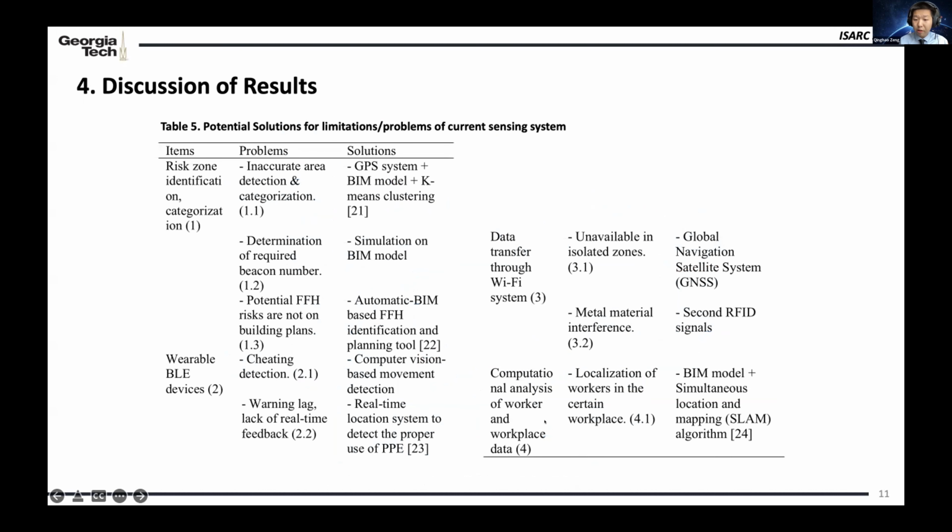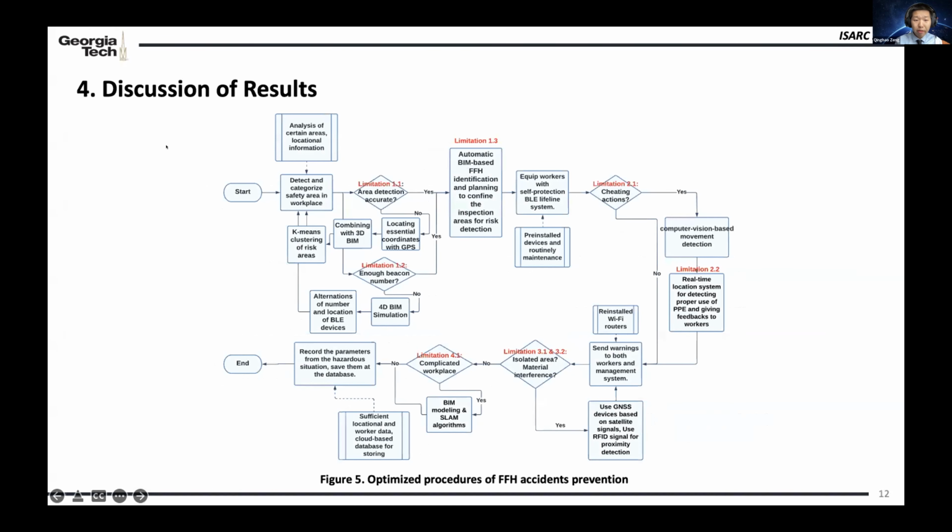So this process model is actually a way to visualize the contents in this table. If we go through each stage and each decision-making limitation, it will come to the end with every potential solution that solves the limitations.